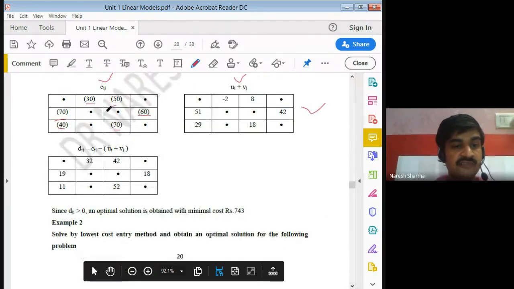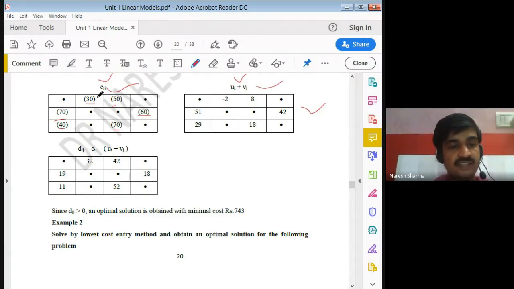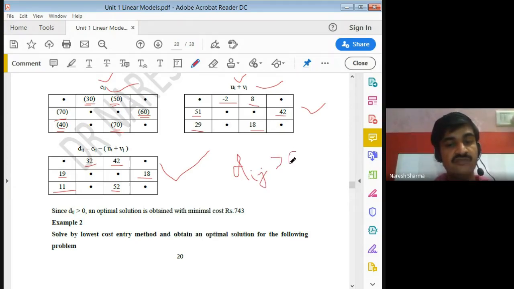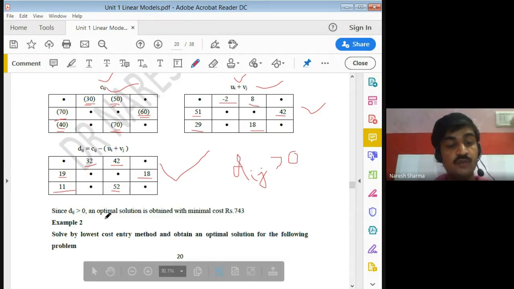Now you just take the difference between this Cij and U plus V. So that is 30 minus 2, 32. 50 minus 8, 42. 70 minus 51, 19. 60 minus 42 is 18. 40 minus 29 is your 11. 70 minus 18 is your 52. If you see here, all these Dij are positive. So once you get all positive, that means you got the optimal solution.